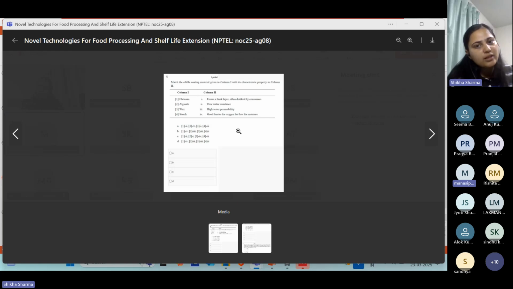Starch also has the high water permeability property, ma'am? Starch is water soluble, right? So it has also high water permeability, right? Water permeability means what? Starch will allow water to penetrate. Yes, it will take water and it will swell.